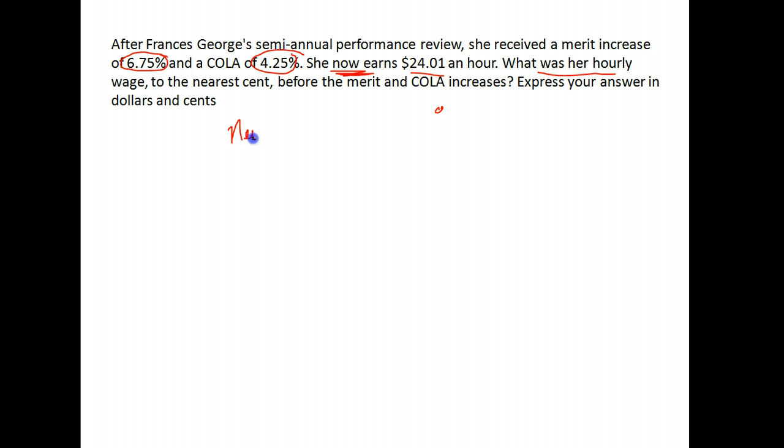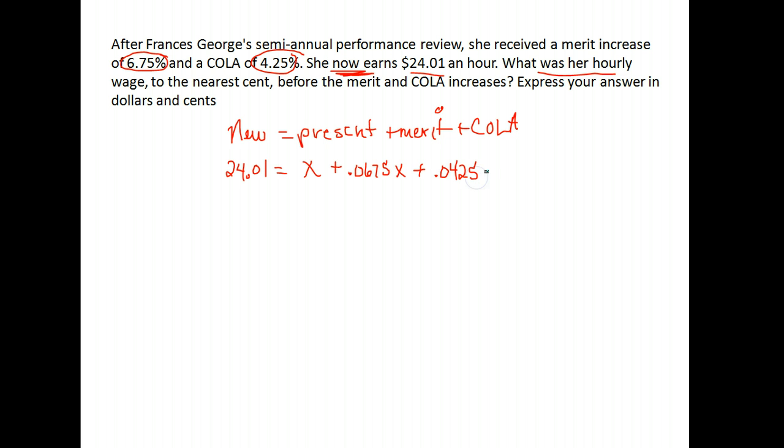So remember, the new salary is equal to the present plus your merit increase plus your cost of living allowance. Let's put in what we know. We know the new is $24.01. We don't know what the present salary is. That's what we're trying to figure out. The merit increase is going to be 0.0675 times our present salary that we don't know. So once again, we put an X there. And the cost of living is going to be 0.0425 times our present salary, which again, we do not know.